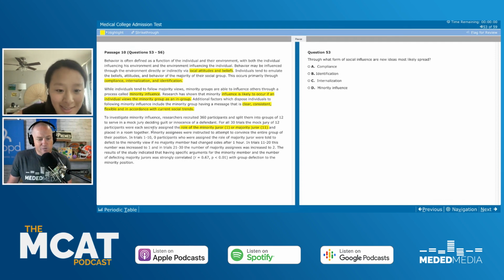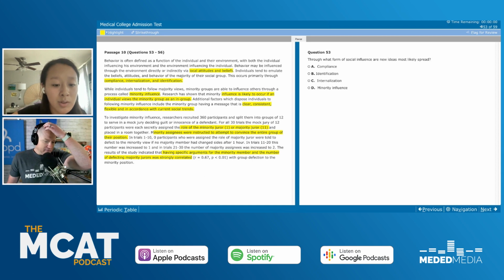The next sentence or two are just talking about how the trials were designated. I would probably skip that in terms of highlighting and go to the last sentence here. The results of the study indicated that having specific arguments for the minority member, so I would highlight that arguments piece, and the number of defecting majority jurors were strongly correlated. So I'd highlight those two things.